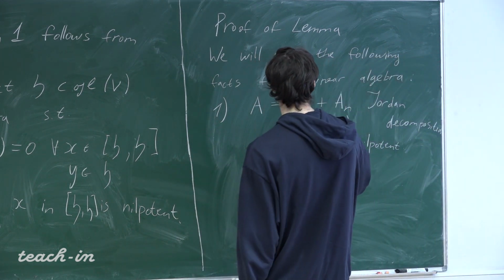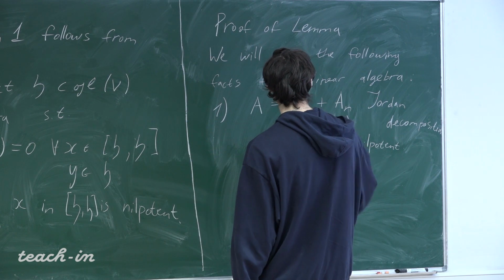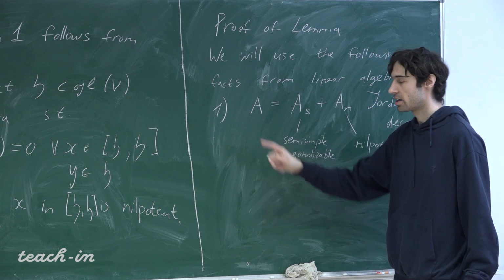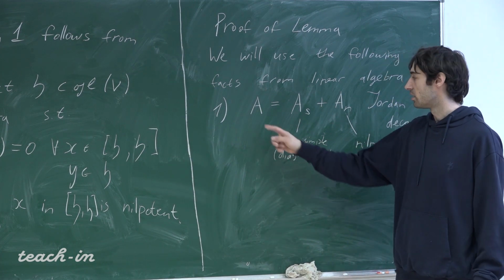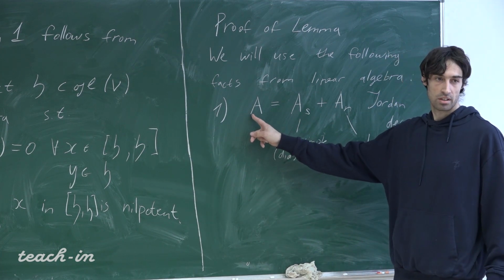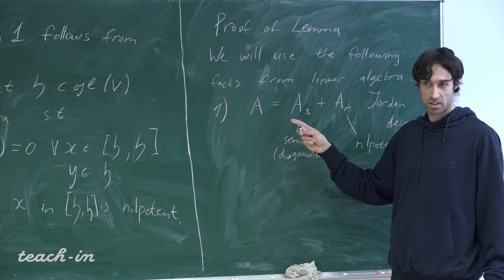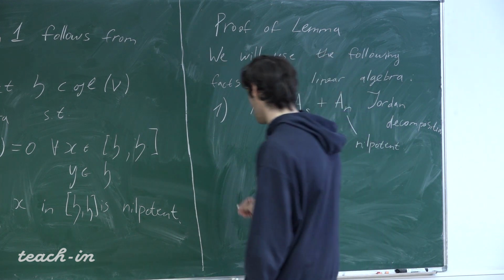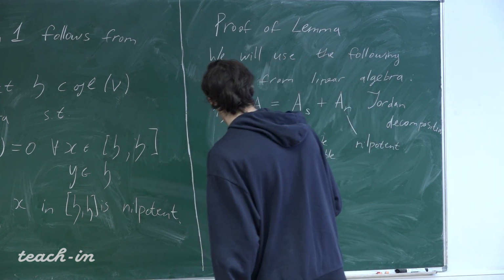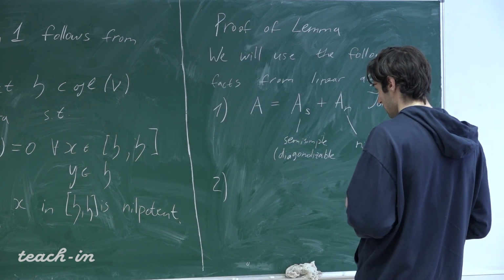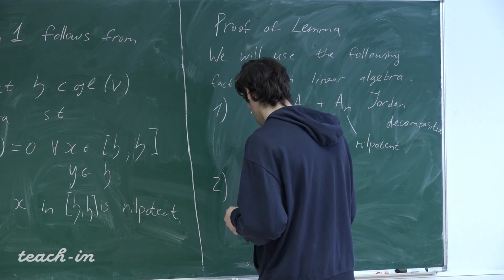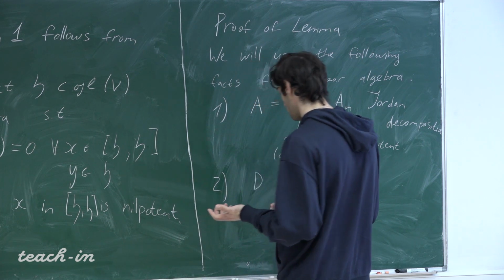And moreover, both AS and AN are polynomials of A. They commute, and they are some polynomials of A. And the second statement is the following. We will need to define a new linear operator.